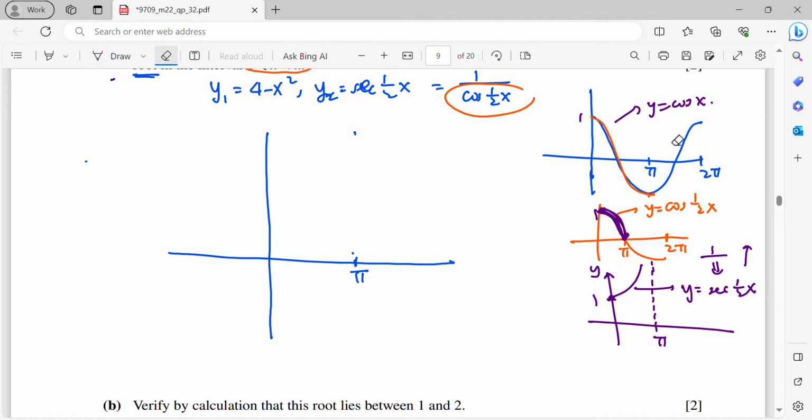I draw the dotted line to show that it is an asymptote. The graph never touches it. Make sure it is a straight line. Then here is 1. For your information, pi is 3.14. So let's say here is 1, here is 2. Here is 2, here is 1. So my graph will be like this. Now, this is my y equals sec(x/2).